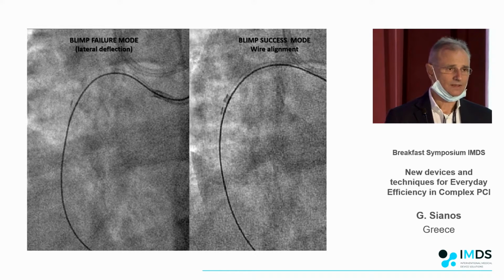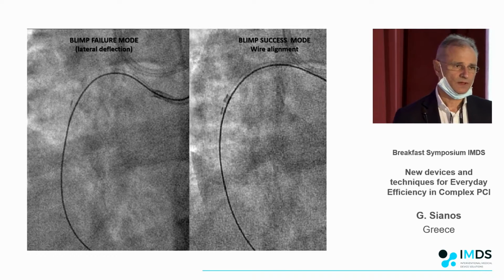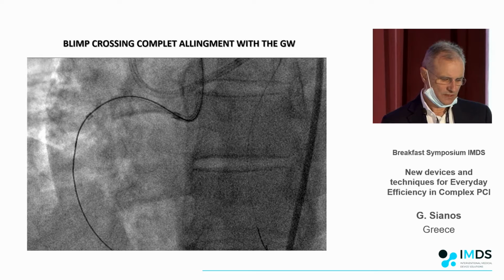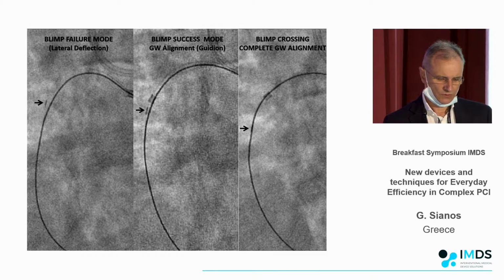But what happened is the guiding catheter extension helped the device to propagate, and we thought that was because of the backup support. The reality is that the guiding catheter extension was keeping the device away from lateral deflection, so all the penetration power of the design was put into the tip. And then you see with this marker that when it's crossing, it's completely aligning itself with the guide wire. It's more difficult to see.